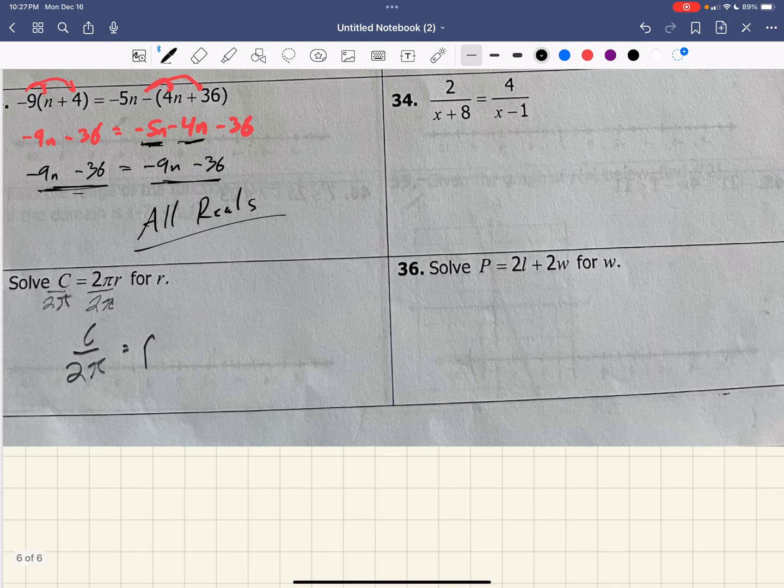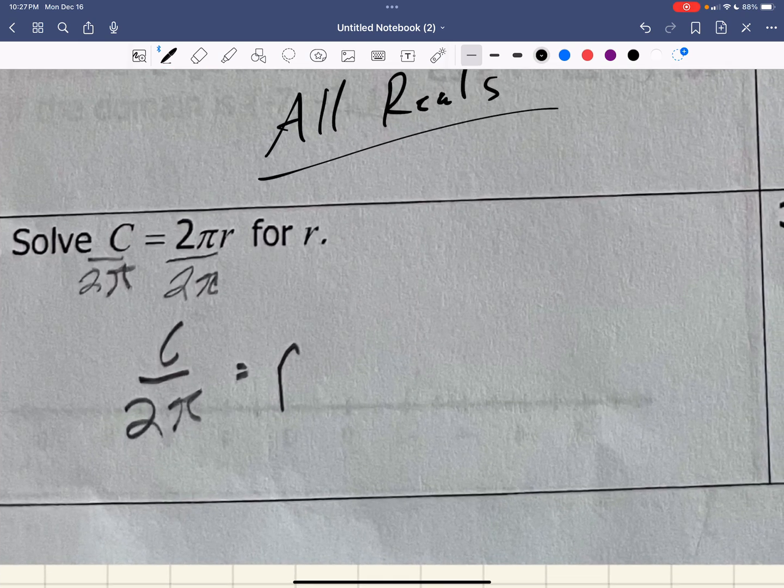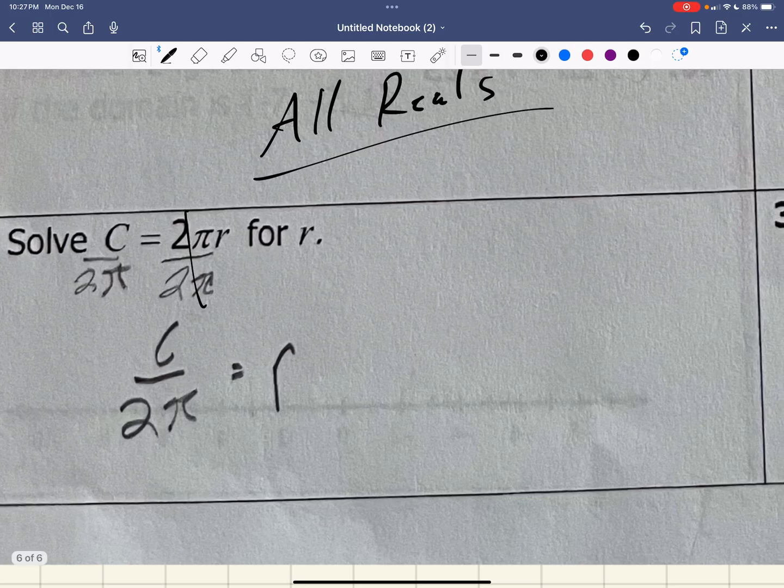This one down here, by the way, was good. The circumference one, just divide by 2 pi, divide by 2 pi. That cancels. You're left with r equals c over 2 pi.